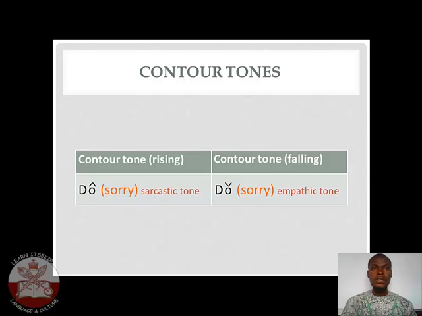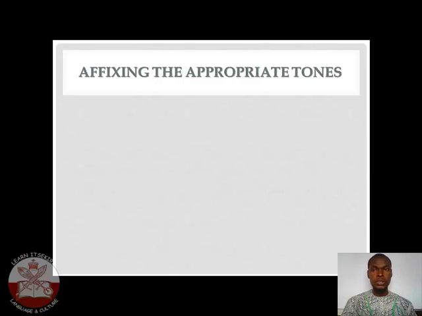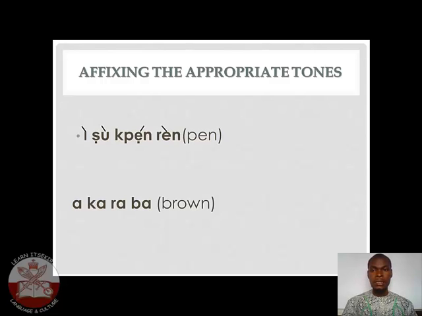All right, let's affix the appropriate tones on this word so that you can learn how to pronounce the tonal pattern in Itsekiri. All right, E, shu, pen, re. Ishu, pen, re. Akaraba, right? A, ka, ra, ba, brown. Right, you can see that tone is distinctive.